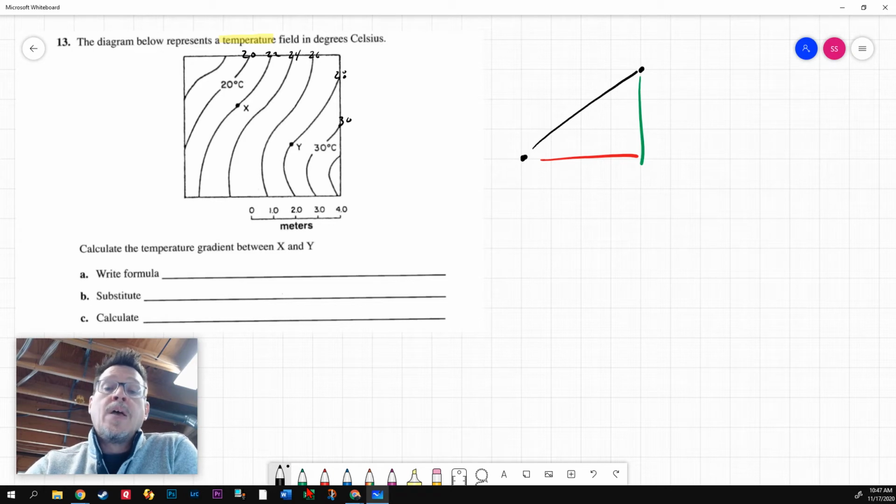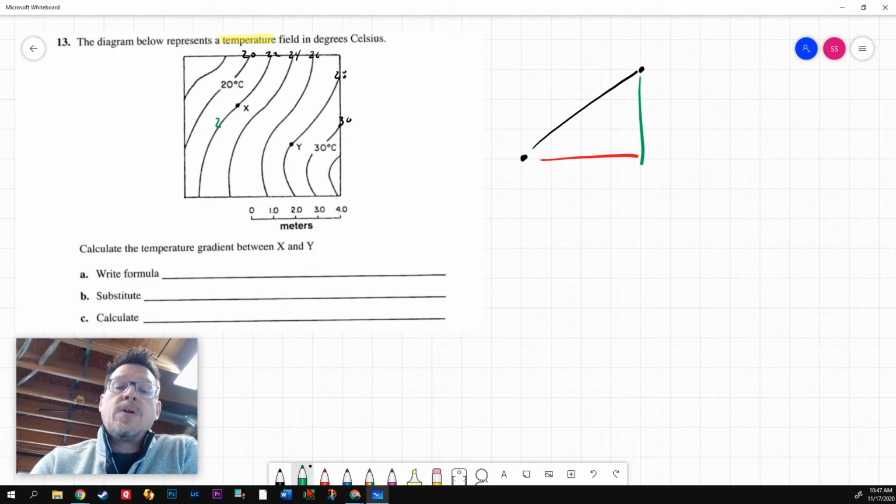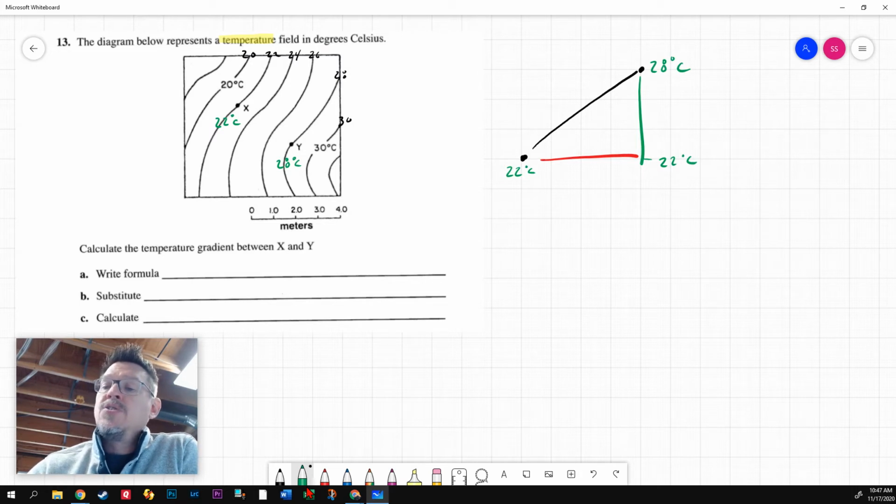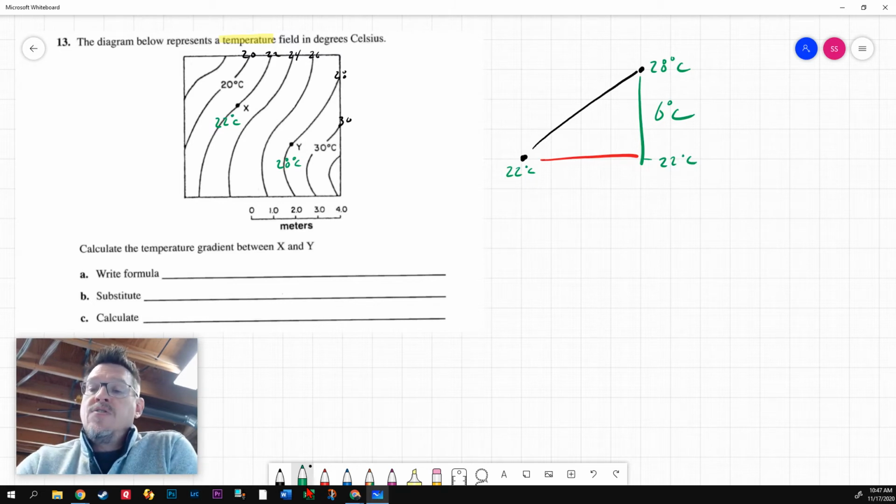So that tells me that the isoline with the X on it is going to be 22 degrees Celsius. The value of the Y is going to be 28 degrees Celsius. All right, so I have my 2 points. I've got my X value of 22 degrees Celsius, and I have my Y value of 28 degrees Celsius. If I do the subtraction, 28 minus 22 is 6 degrees Celsius. Sounds familiar. So now I need to do the run.